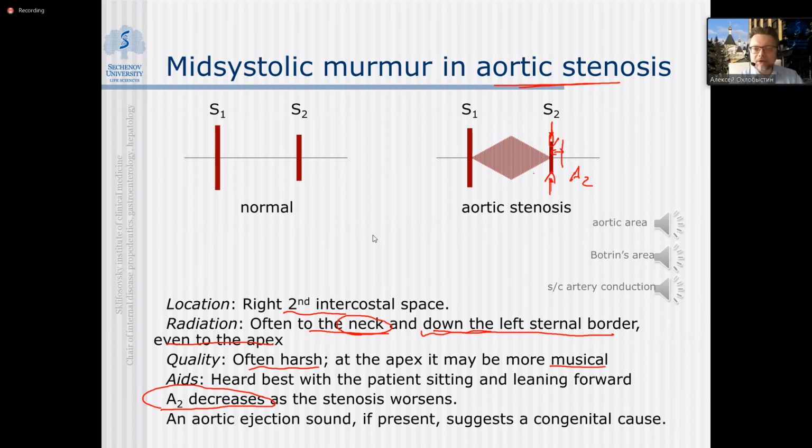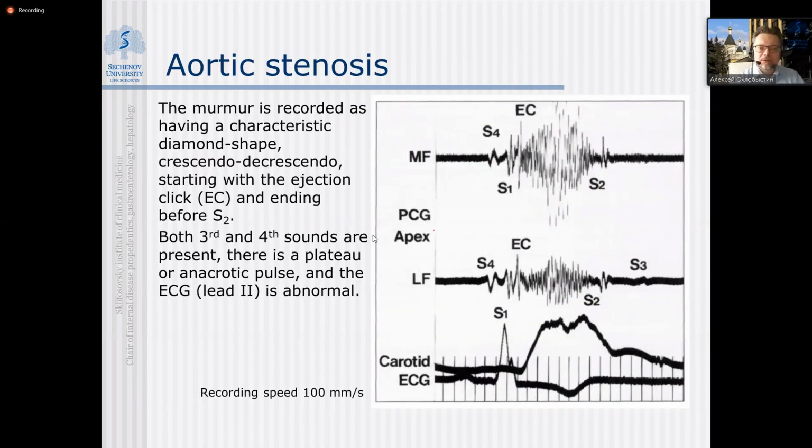Typically, it will be vice versa, opposite. In healthy patients, there may be slight delay in pulmonic component in contrast to aortic. In that case, there may be opposite situation. Anyhow, decrease in S2 intensity is a marker of progression of stenosis. And in some patients, there may be also aortic ejection click, ejection sound, especially in the case of congenital cause of that. That is the PCG.